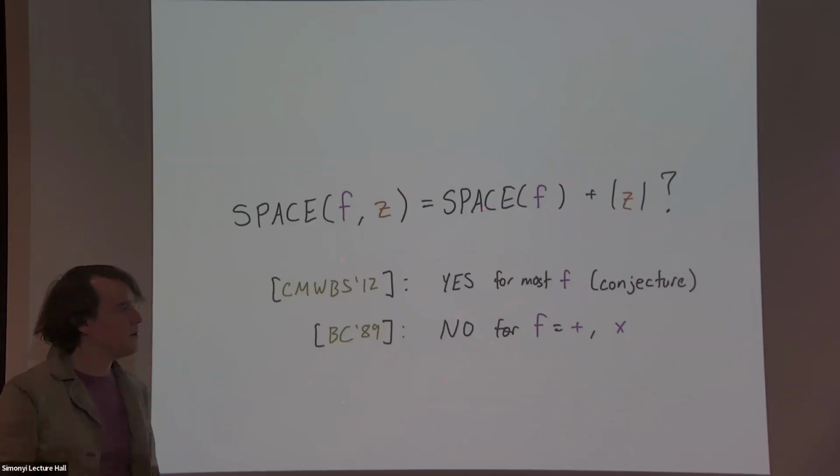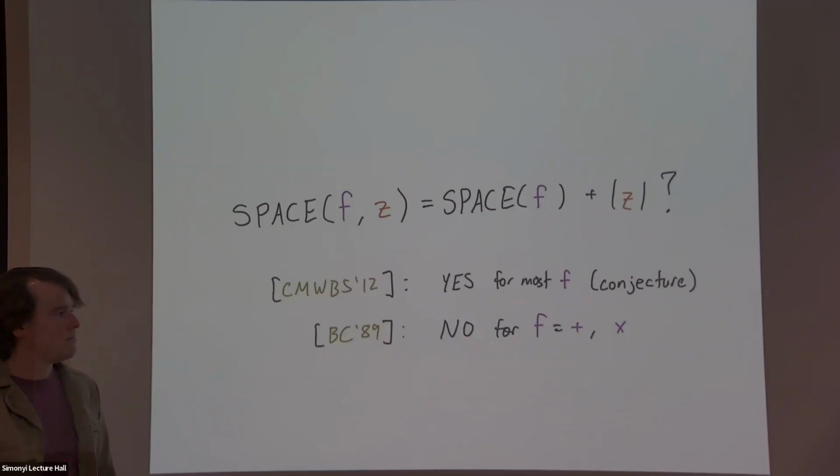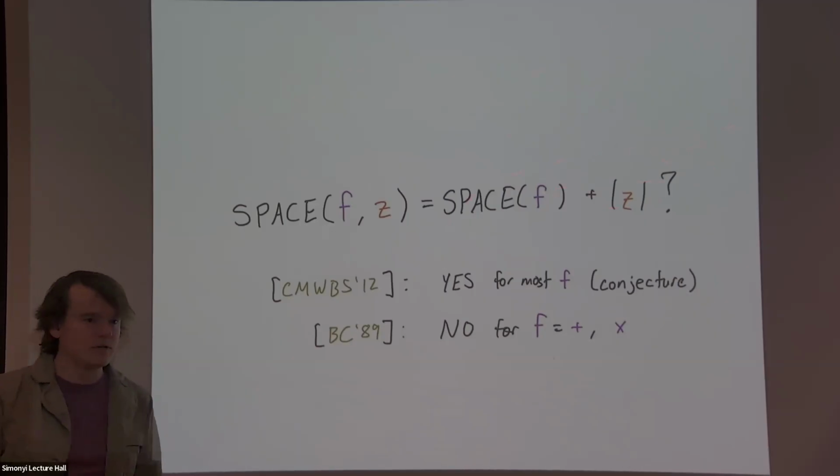But what Ben-Or and Cleve showed is that if the functions are sufficiently easy, plus and times, then it doesn't take any extra space. You can do it in like the max of these two, roughly speaking.